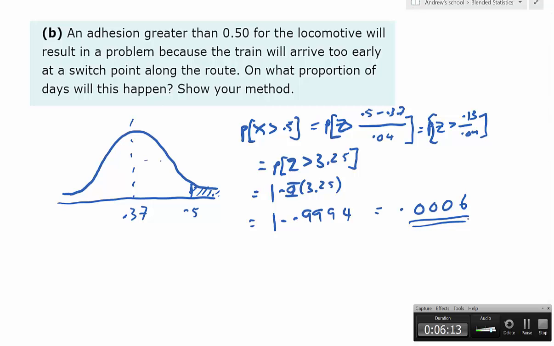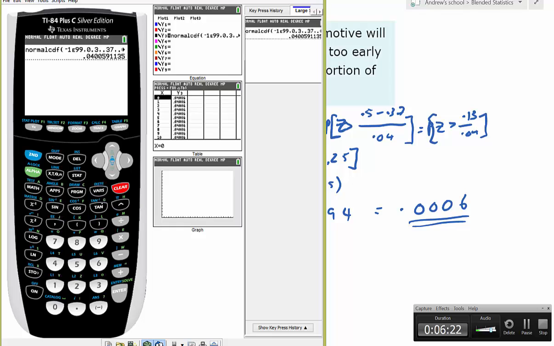We could have done it on the calculator. Let's do it directly from the original data. Second vars, normal CDF. This time we want a lower limit of 0.5 and an upper limit of a very large number. So let's say it's 50. The mean is 0.37, sigma is 0.04. The answer is 6 times 10 to the minus 4, which absolutely corresponds with our answer.